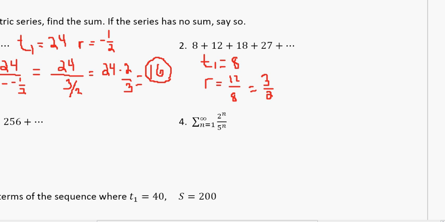Okay, is that common ratio between 1 and negative 1? No, 3/2 is equivalent to 1.5. So it's not between 1 and negative 1. So therefore, this is one of those ones we say is divergent, and it has no sum. Basically, if the terms of your series are increasing, and it's infinite, in other words, it goes on dot, dot, dot forever, and the terms are increasing, it's not going to have a sum.